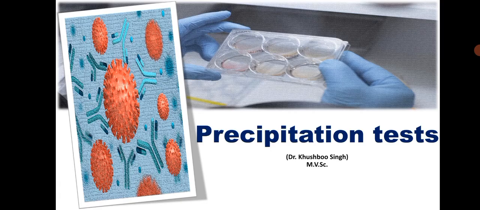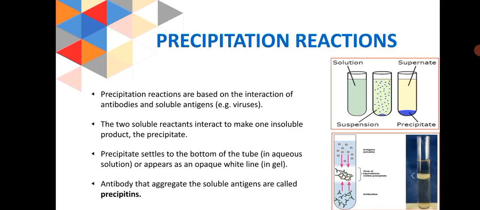Precipitation tests. Precipitation reactions are based on the interaction of antibodies and soluble antigens. The two soluble reactants interact to make one insoluble product, the precipitate. Precipitate settles to the bottom of the tube in case of aqueous solution or appears as an opaque white line in case of gel. Antibodies that aggregate the soluble antigens are called precipitins.